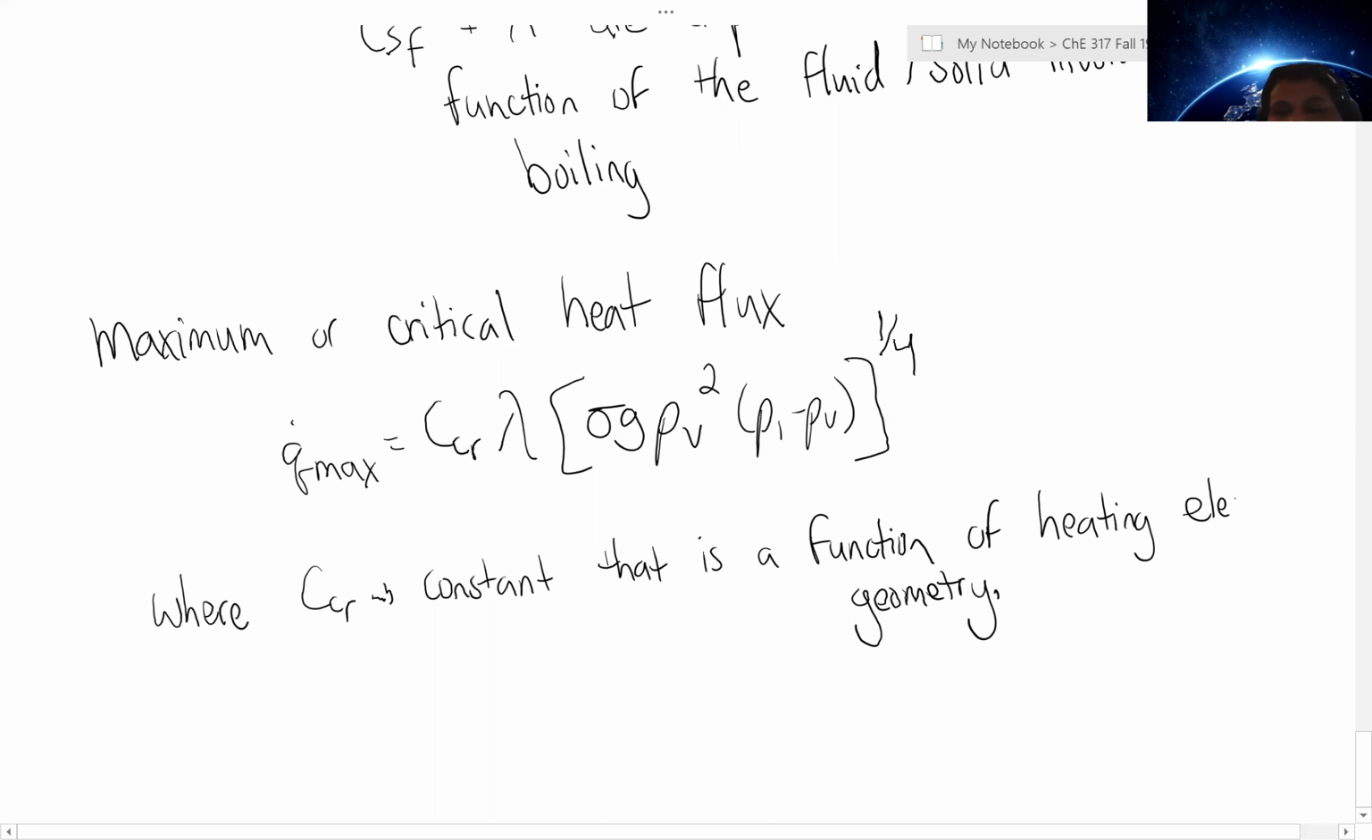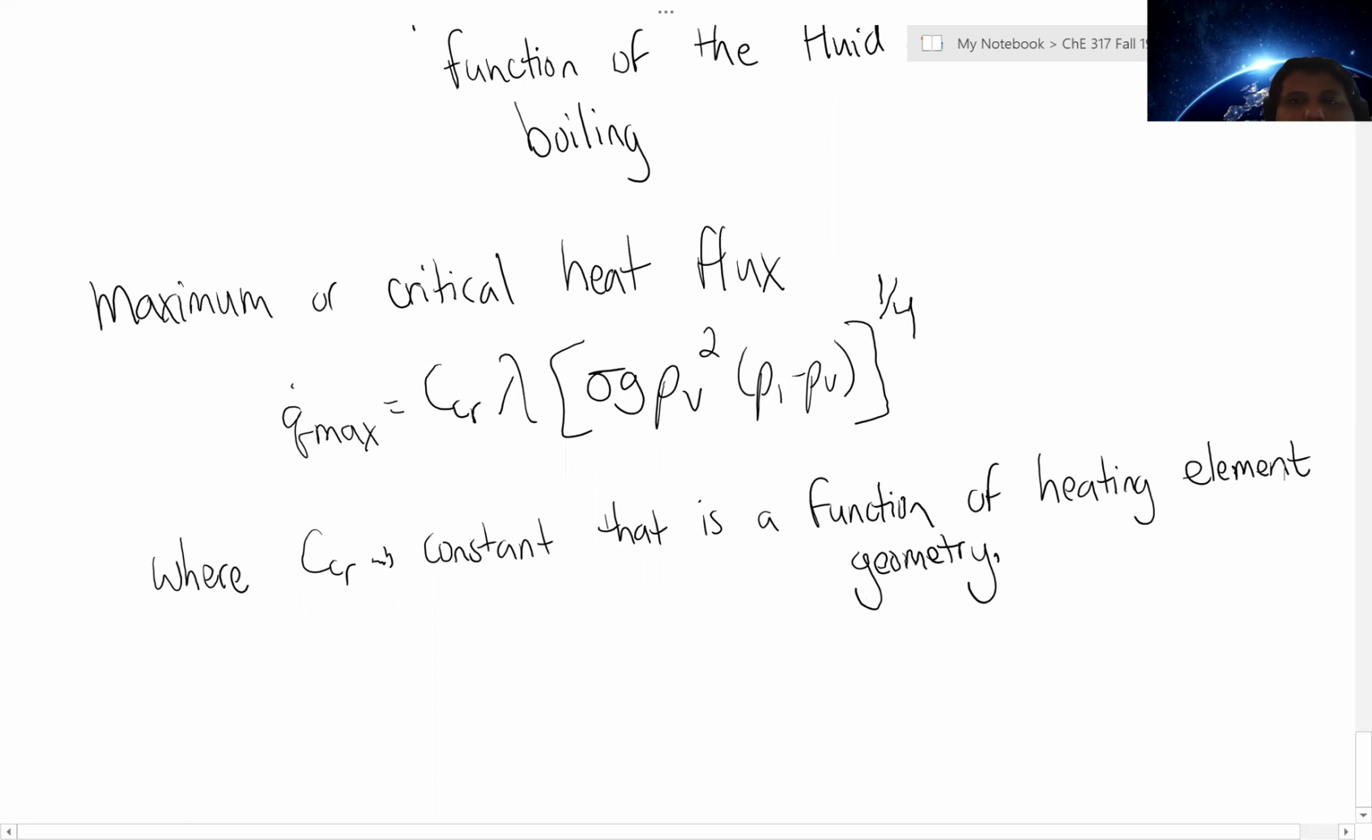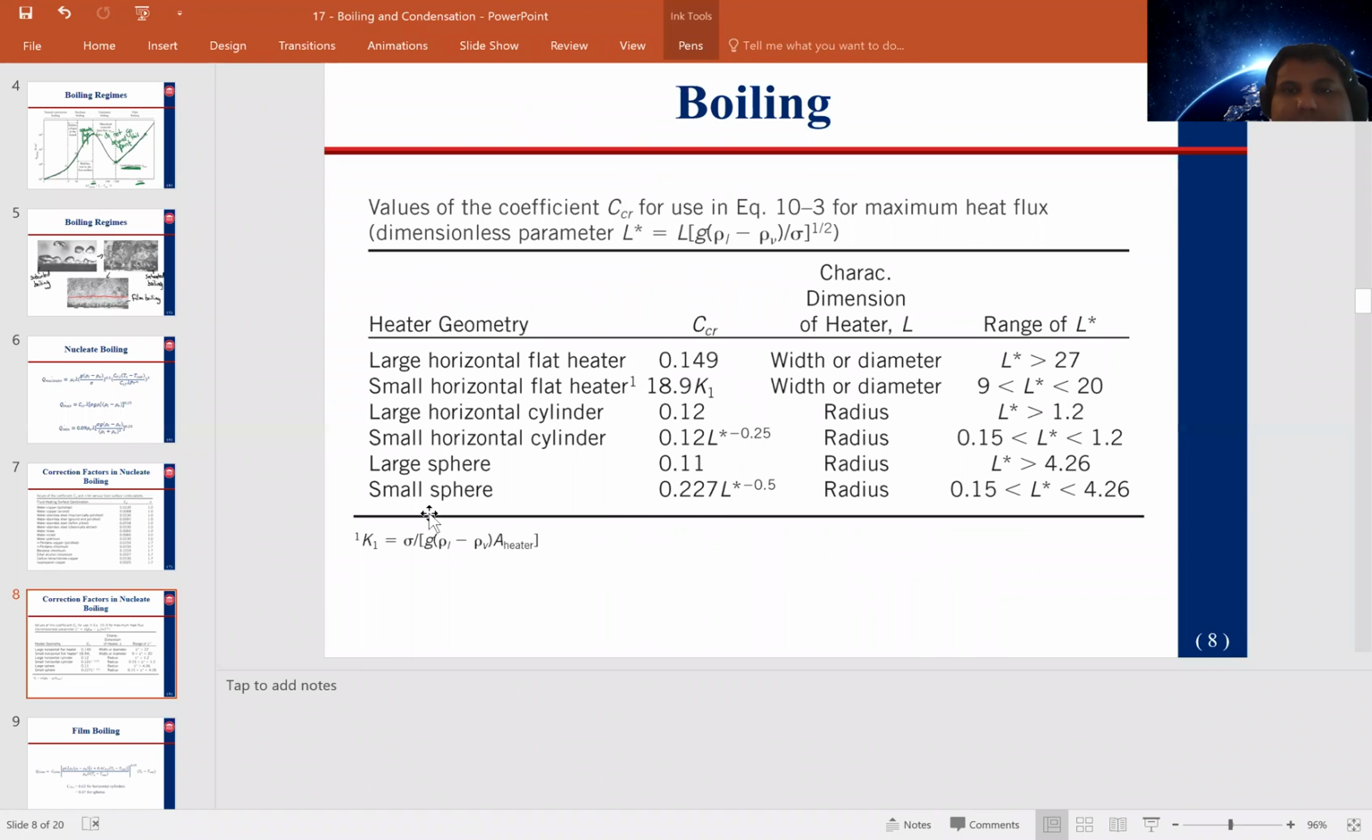Here, I'll clean that up. And once again, I provided some values for you for reference. And so depending on the system, you have to consider calculation of this dimensionless length parameter, which you calculated as the element length, gravity, relative densities over surface tension to the 1/2 power.